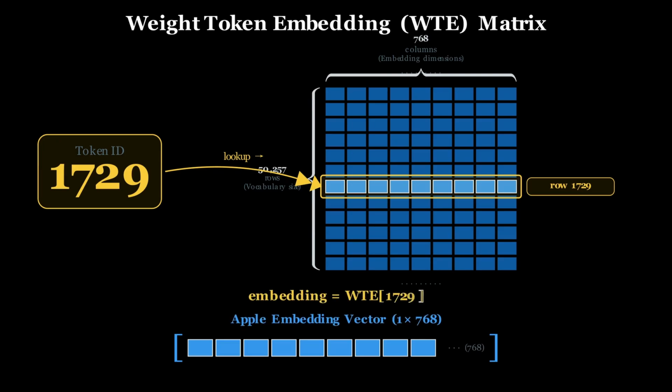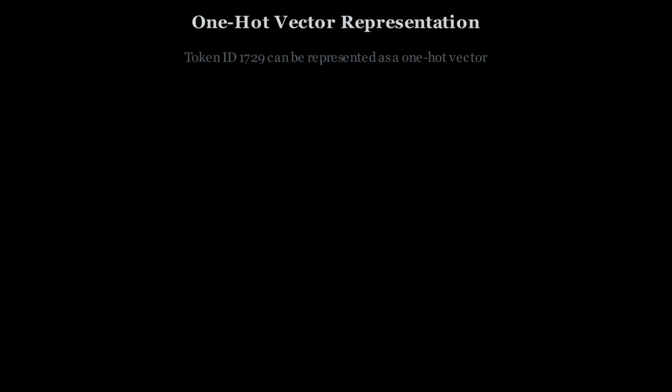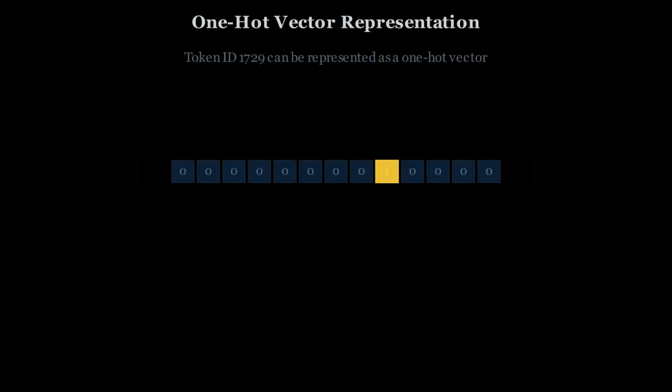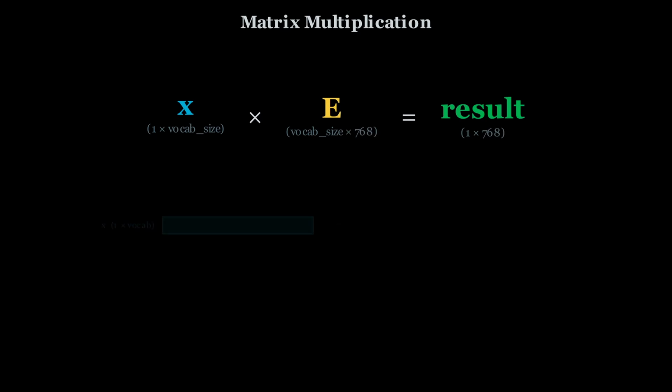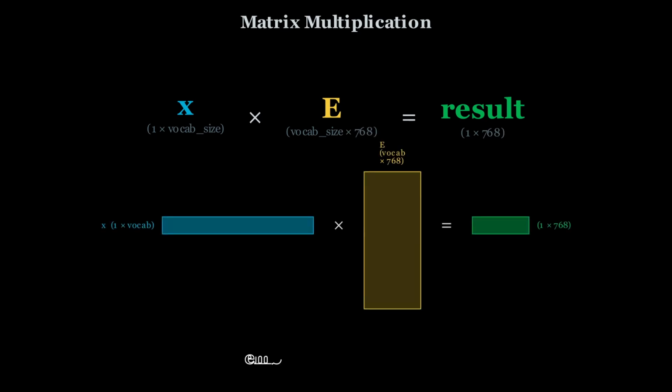That's it, no multiplication with the number itself. But technically, what's happening behind the scenes is even more interesting. The token ID is first represented as a one-hot vector, a vector full of zeros with a single one at position 729. This one-hot vector is then multiplied with the embedding matrix. And what does that do? It simply selects the correct row, like a smart lookup operation. So instead of computing something complex, we're just retrieving a pre-learned vector.